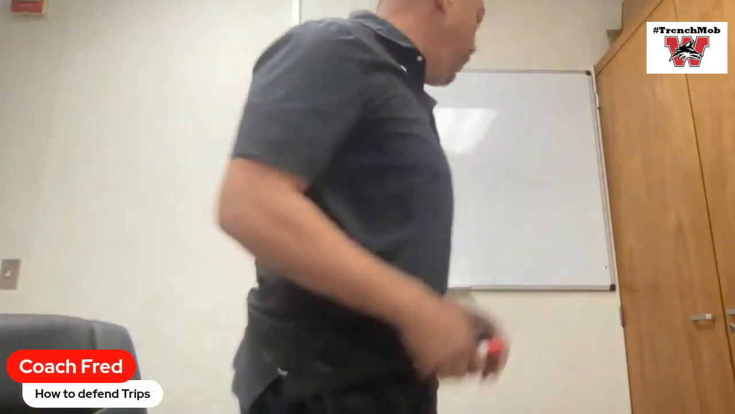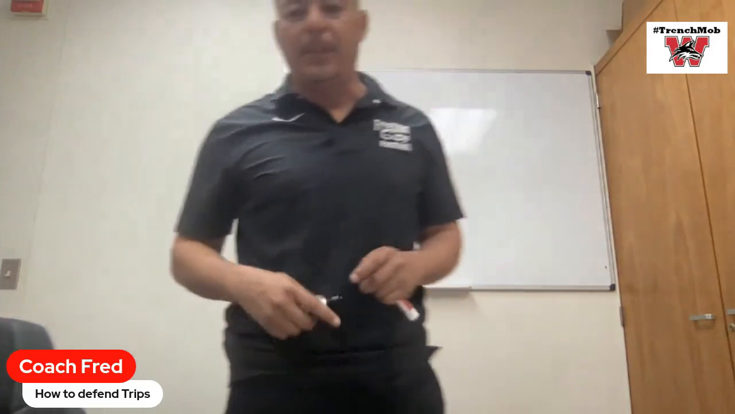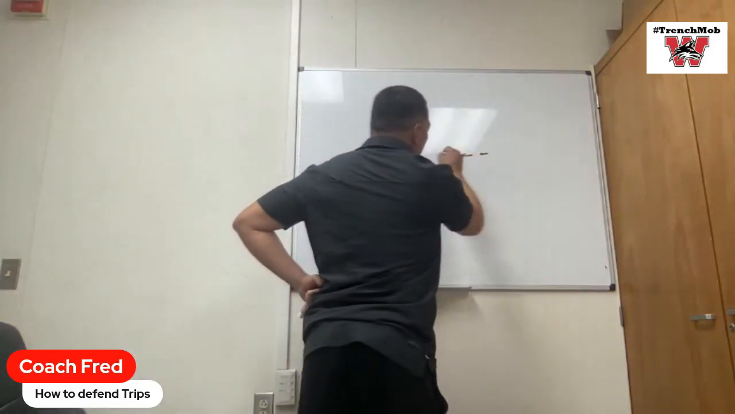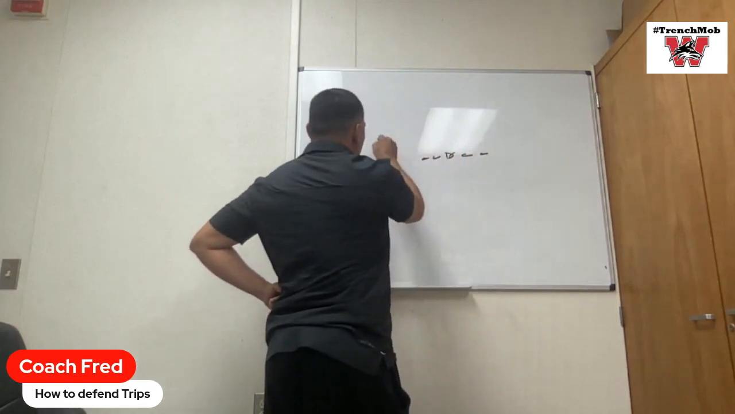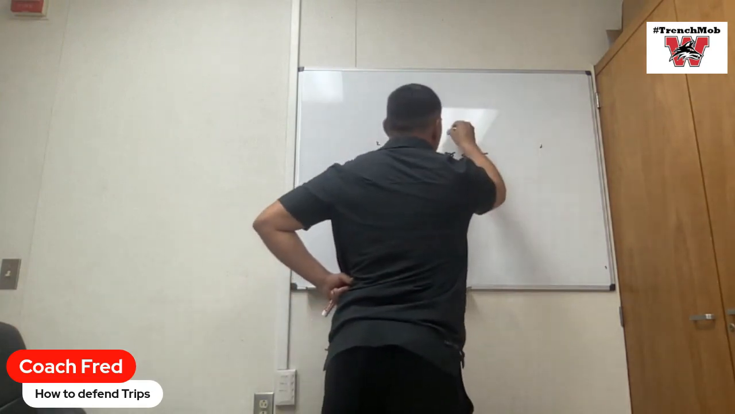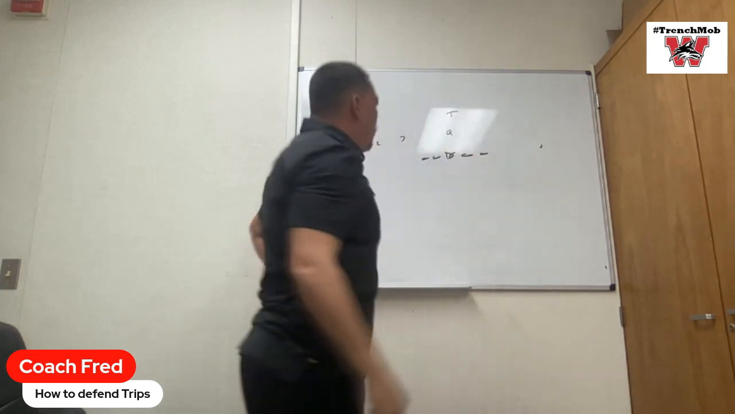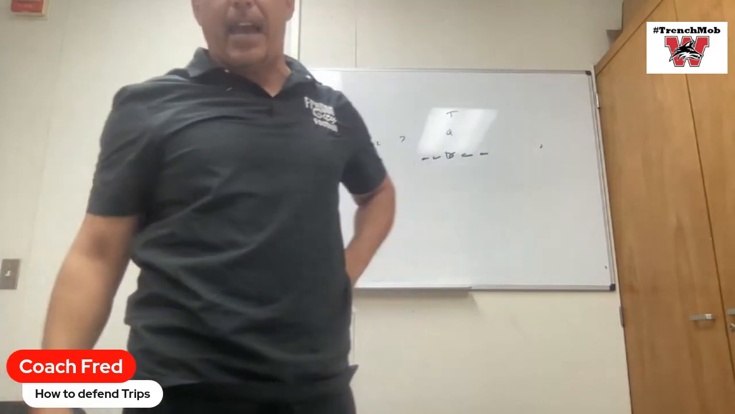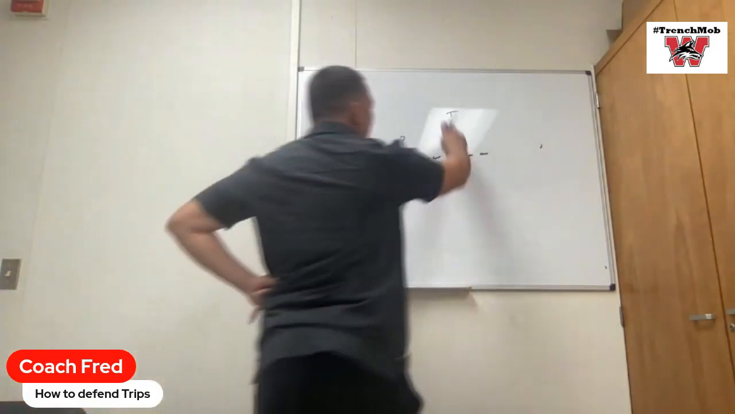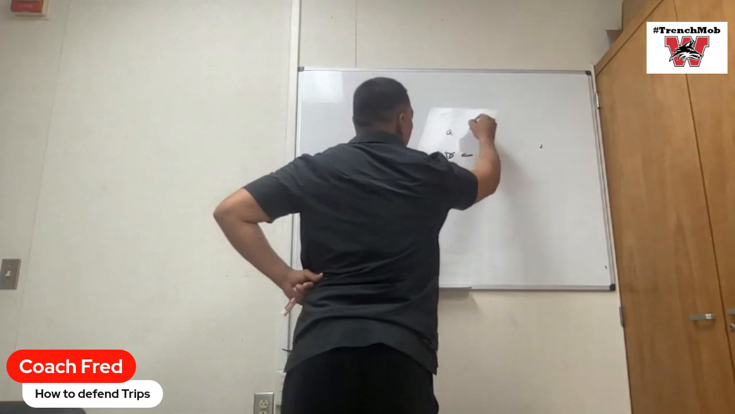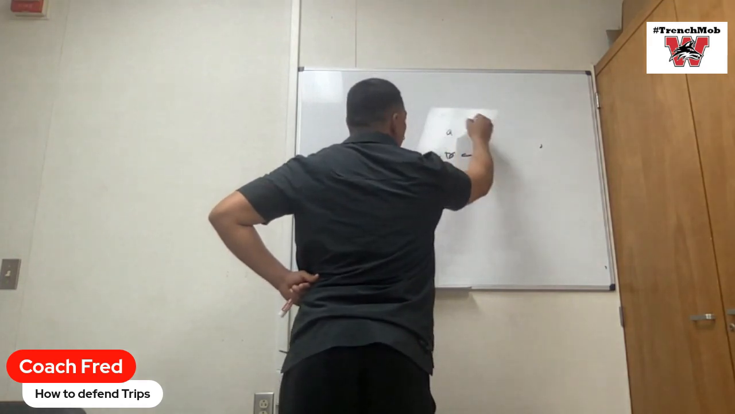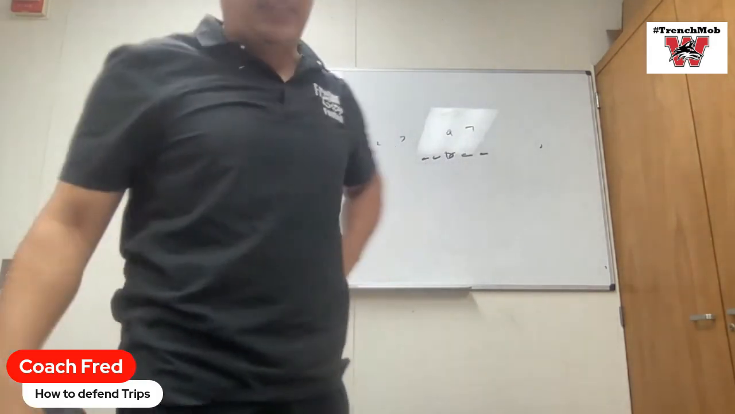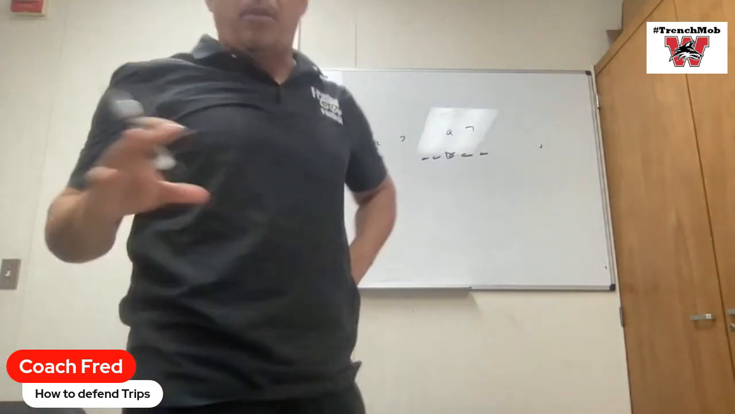So first of all, at Fresno City College, we're a big check system, and so we always double call all of our coverages here. We're going to talk about 10 personnel in a trips formation, how to defend 10P out of a 3x1. One of the ways that we defend trips here is we double call it.